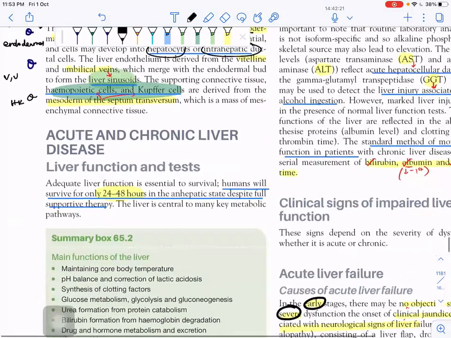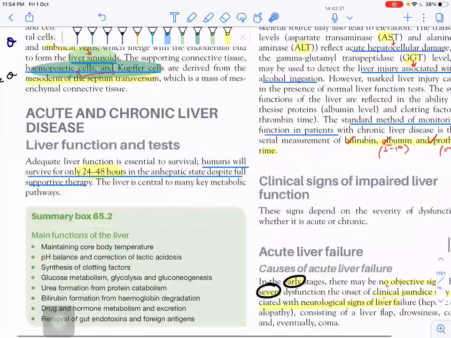Then it comes to acute and chronic liver failure, and LFT. First we'll see about the LFT. A patient will survive only for 24 to 48 hours in the anhepatic state, despite full support therapy. So this is 24 to 48 hours, very important.